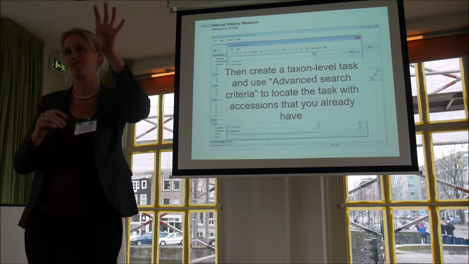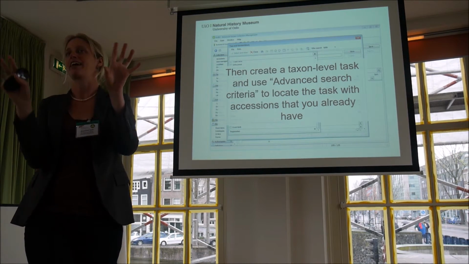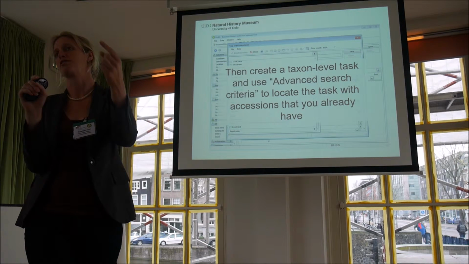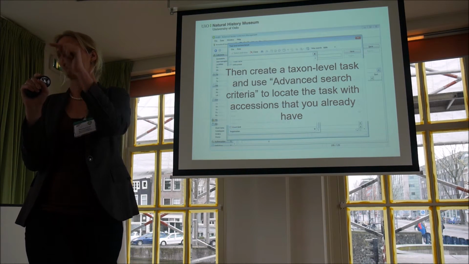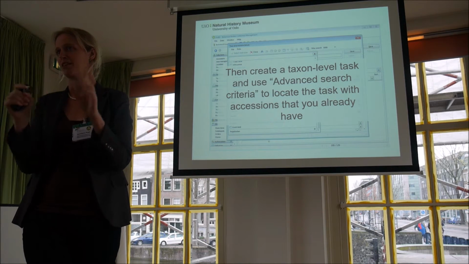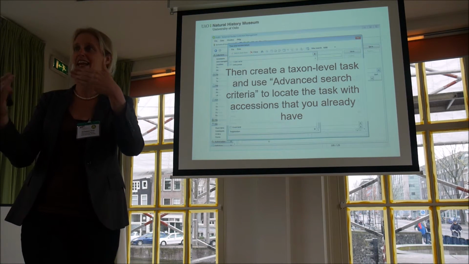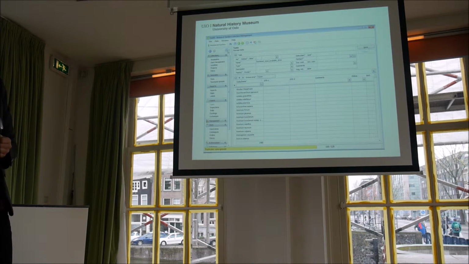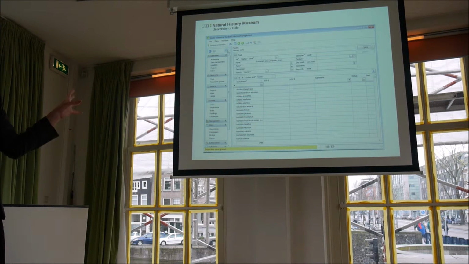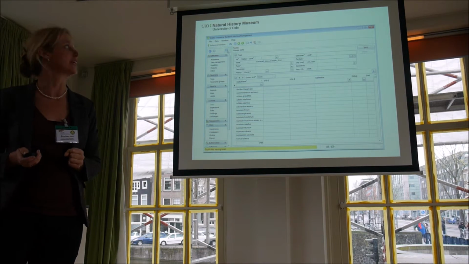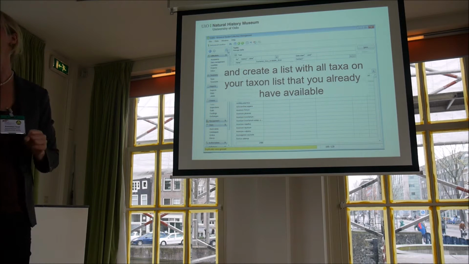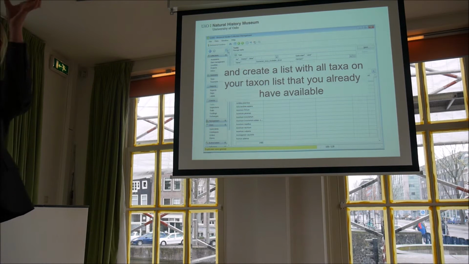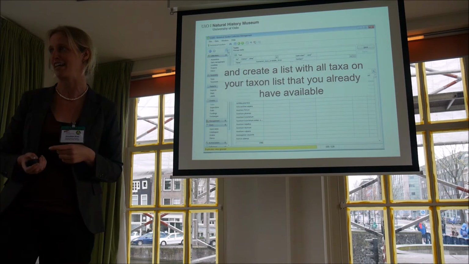So you can create a first task and then create the second task at a different level, so a taxon level, instead of accession or item level. And then you can search for all the taxa that are on your list of accessions. So you can use these tasks in layers, so to say. By pulling one task through another, you will get a list of all the taxa on your taxon list that you already have available. You could say that the original taxon list is your wish list, but you probably do have a lot of taxa in your garden already.